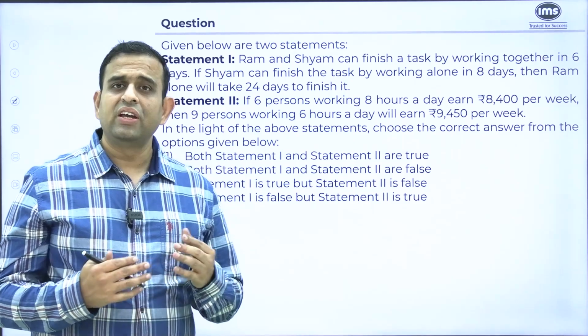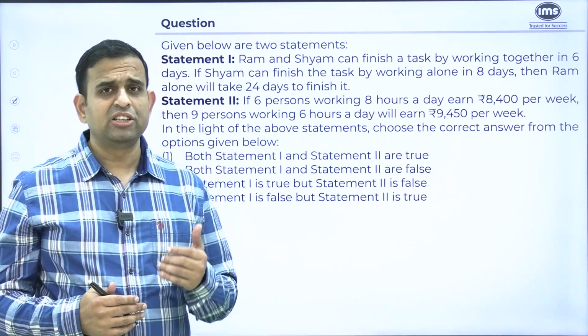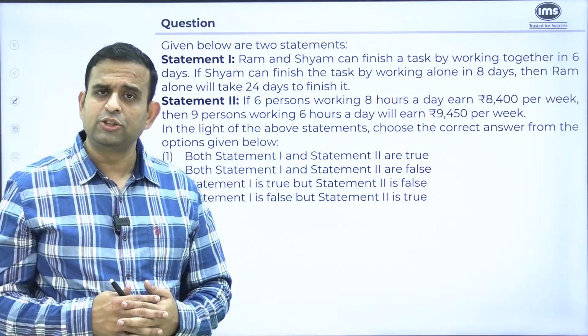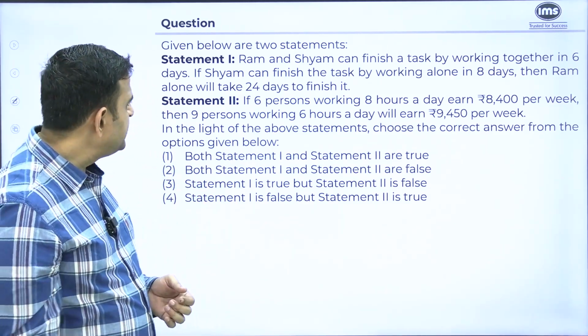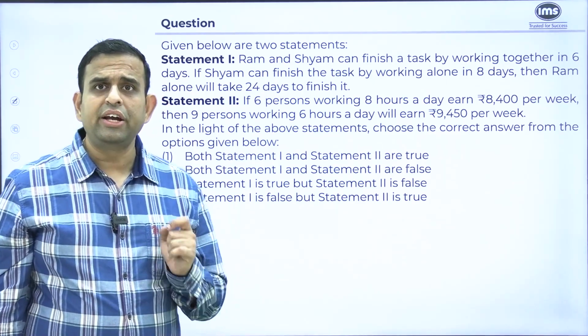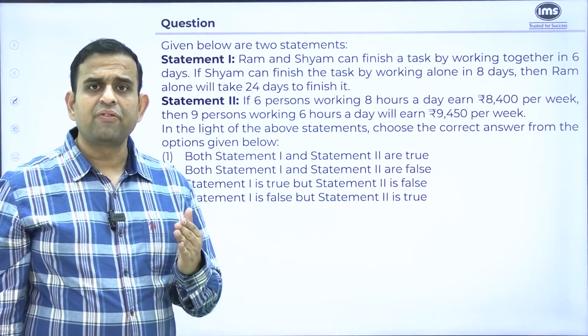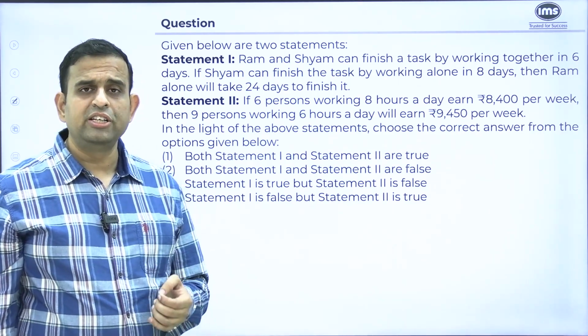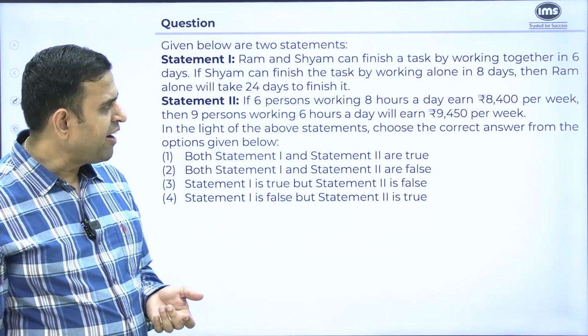In the next sum again, they've given us two statements, 1 and 2, and we are supposed to check whether both of them are true, one of them is true, both of them are false, and so on. So here they are saying statement number 1: Ram and Shyam can finish a task by working together in 6 days. If Shyam can finish the task by working alone in 8 days, then Ram will take 24 days to complete this. Let's verify this particular fact.